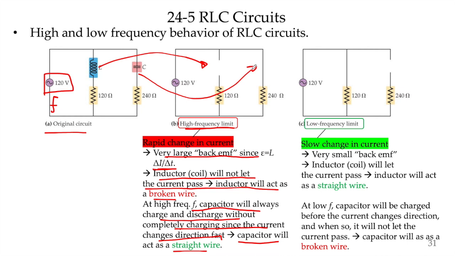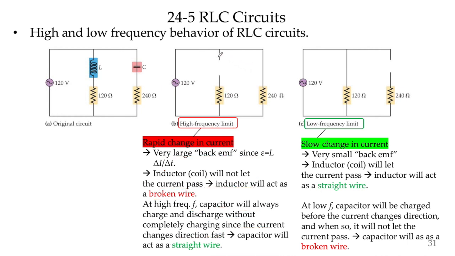So then look at the circuit. Now this part is gone. So this original circuit, in the high frequency limit, becomes just an AC source and this 240 ohm resistor.